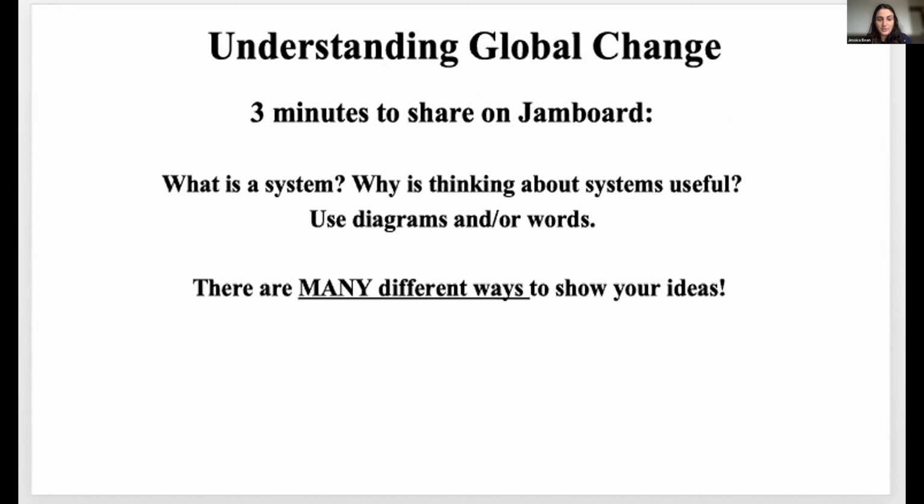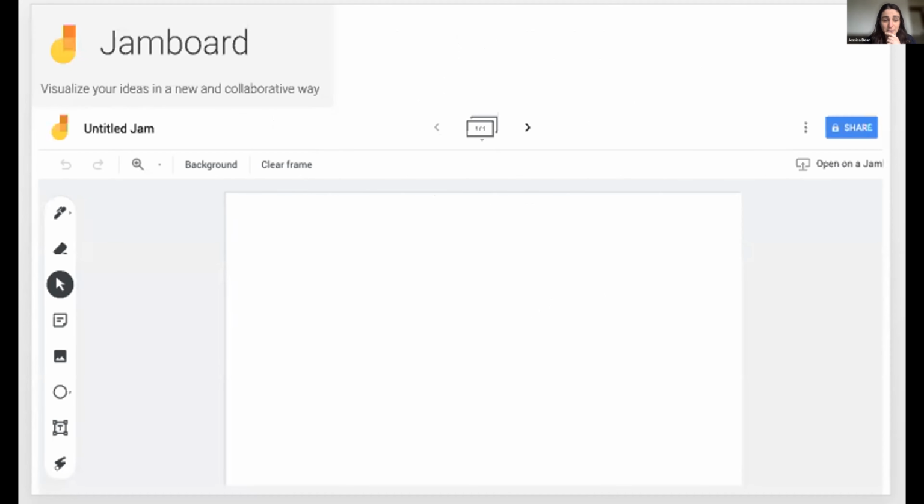So now what I'd like to do is to make our thinking visible. So what are you thinking? I want you to share out on a Jamboard some of these ideas. You can use the sticky notes, which I'll show you how to do in a second. And again, there are many ways to show your ideas, using diagrams or words. This is what a Jamboard looks like in case you have not used them before.